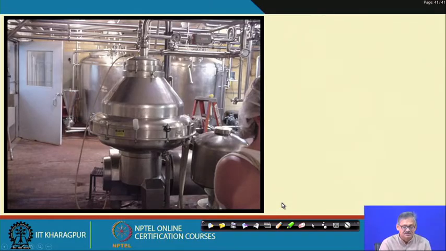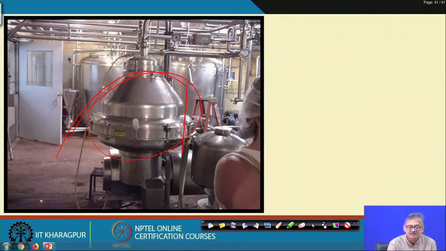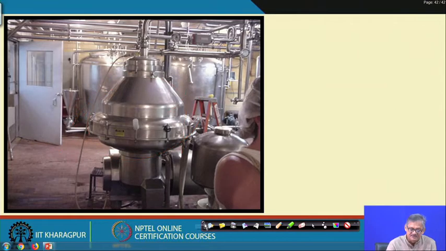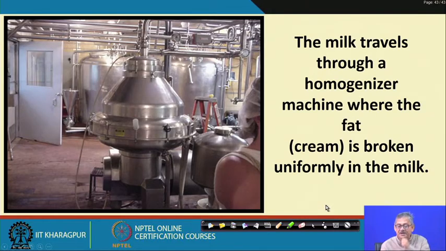So, this is a generalized homogenizer. The homogenizer looks like that, the pictorial view. Hopefully, in any dairy industry or institute, this type of homogenizer is there, and that will dictate at what pressure. There are two stages. One pressure is generally 2500 psig, and another pressure is 500 psig. This is the pictorial view of the valve. And milk travels through the homogenizer machine where the fat, that is cream, is broken up uniformly.